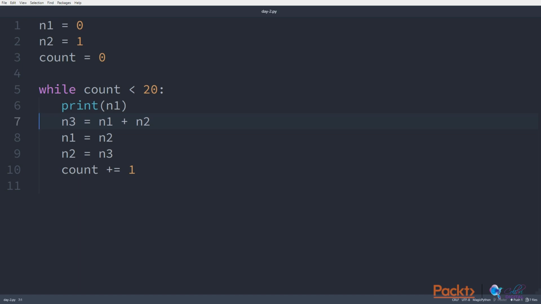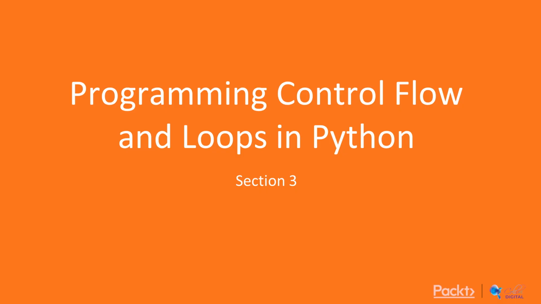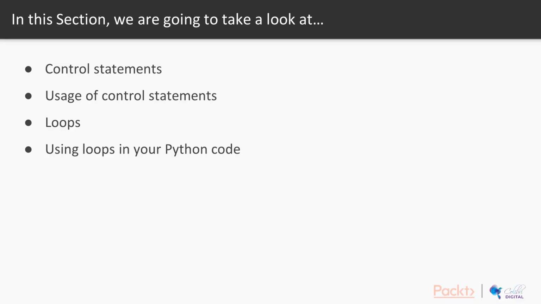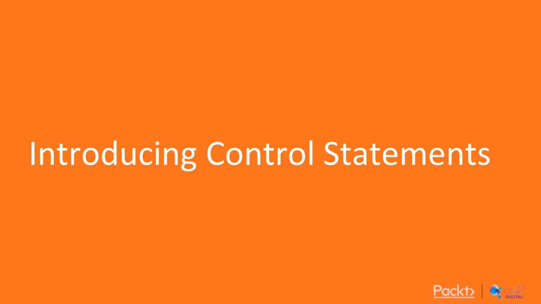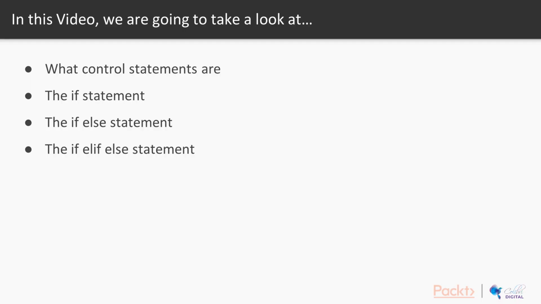Let's move on to the main bits of day 3. Control flow and loops in Python. In this section, we're going to take a look at number 1, introducing control statements. Number 2, how we can use control statements. And then we're going to talk about loops and how we can use loops in our Python code. Introducing control statements. In this video, we're going to look at number 1, what are control statements? Number 2, the if statement, and then the if-else statement, and then the if-elif-else statement. Let's dive in and take a look.